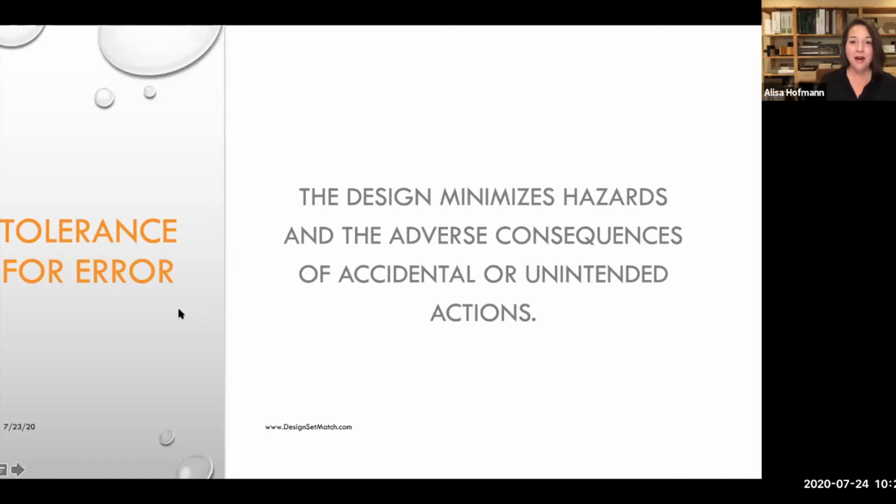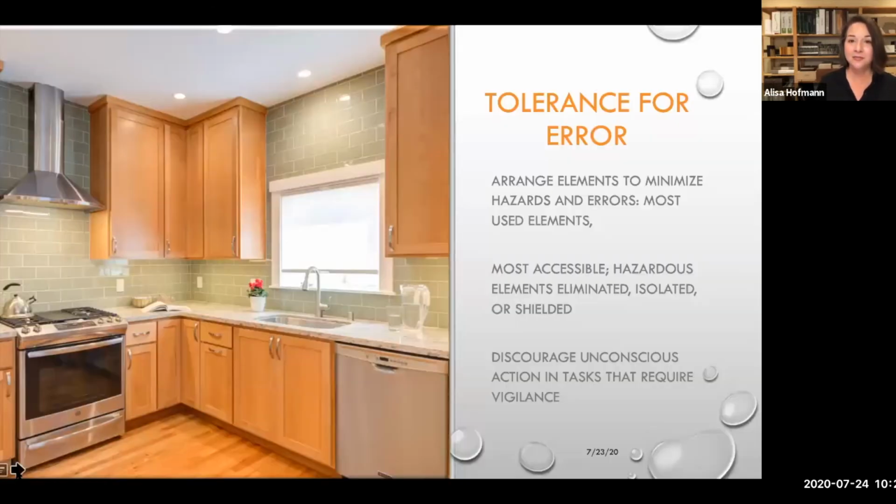So a tolerance for error includes minimizing hazards and the adverse consequences of accidental or unintended actions. We want to arrange elements to minimize hazards and errors of the most used elements. We want to make sure our most accessible hazardous elements are eliminated, isolated, or shielded, and we want to discourage unconscious action in tasks that require vigilance.